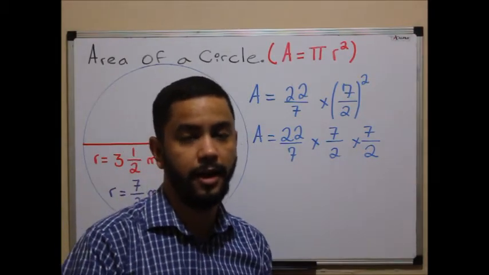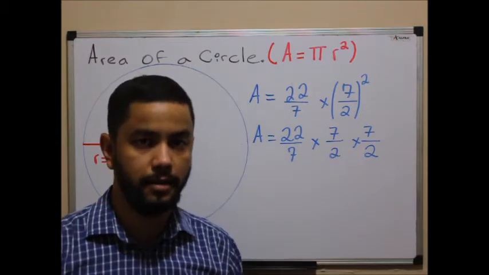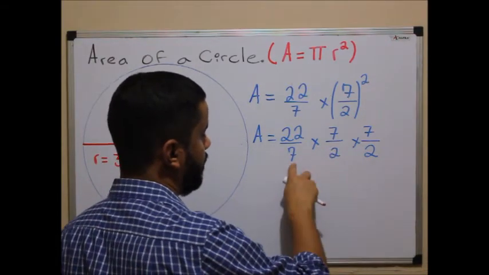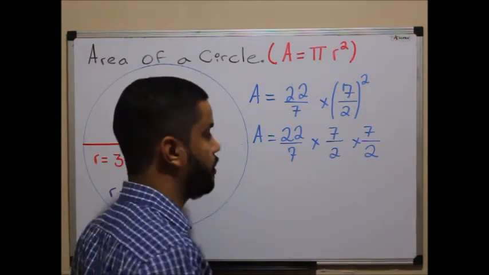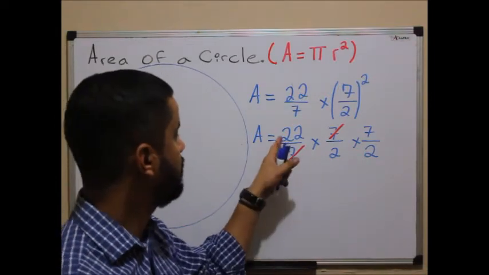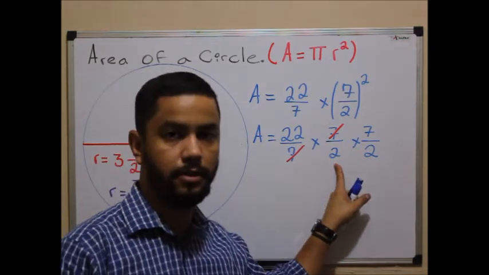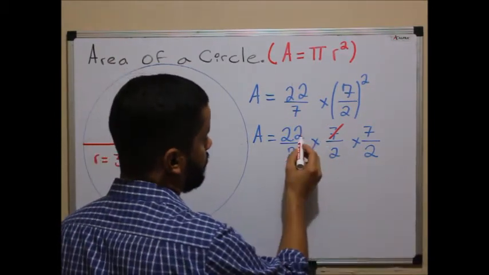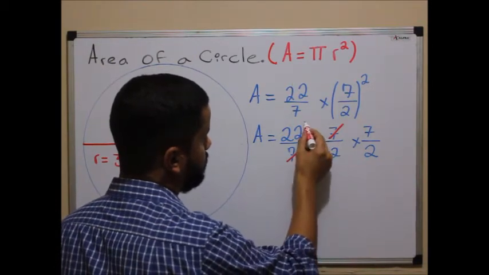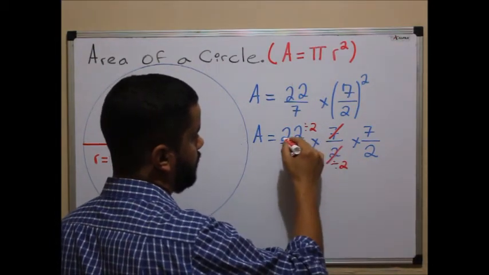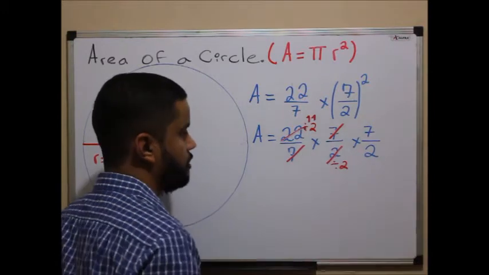Now we're going to make a procedure to simplify the multiplication. So we're having here on the numerator a 7 and in the denominator another 7. So we're going to cross them like that. And we're having here 22 on the numerator and a number 2 in the denominator. We're going to divide 22 divided by 2. We cross this 2, and 22 divided by 2 will be 11.